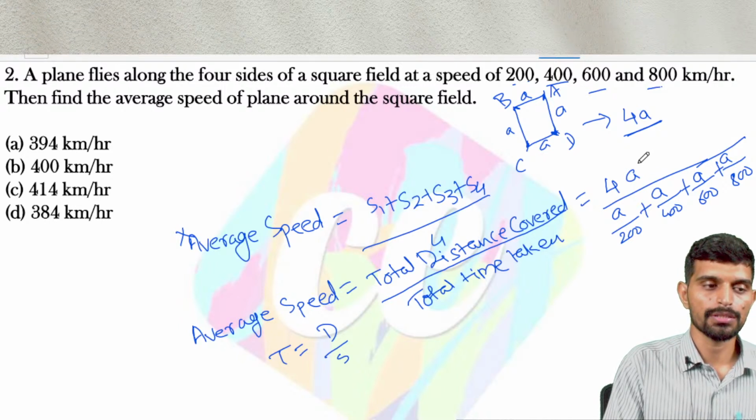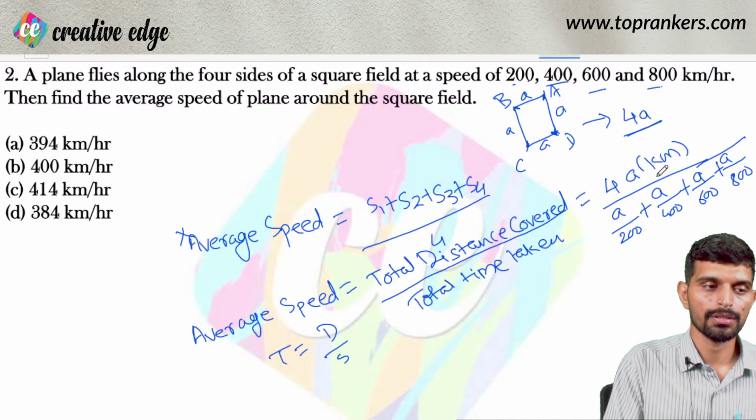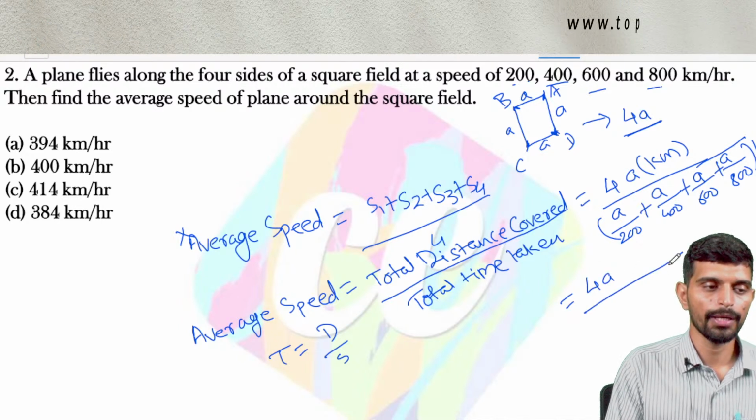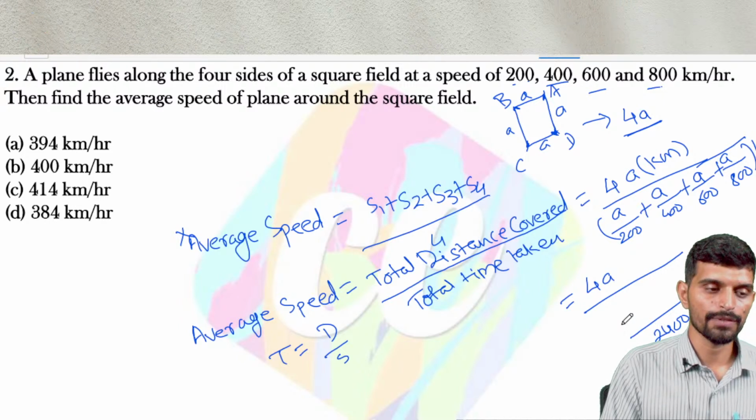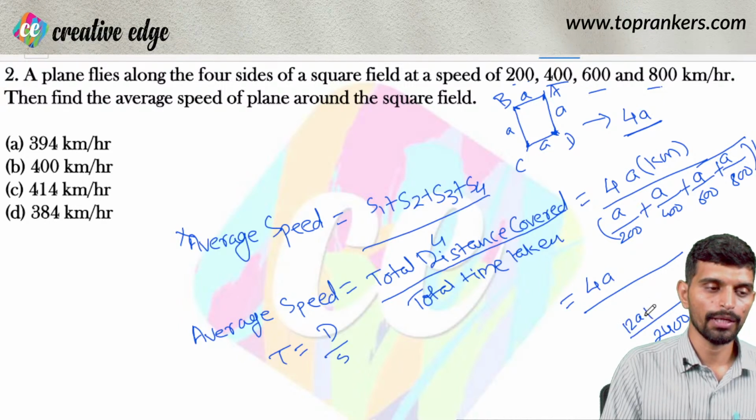So this is the distance in kilometers and this is the time in hours, right? Kilometer divided by kilometer per hour will give us time in hours. So the speed will be 4a divided by, let's take LCM of 200, 400, 600 and 800. So LCM will be 2400. Now 12 times 200 gives us, so that will be 12a.